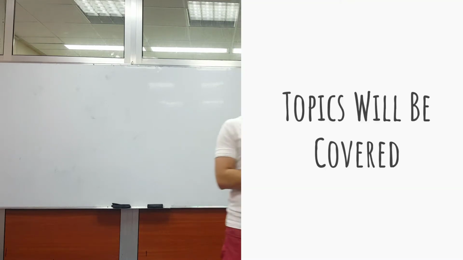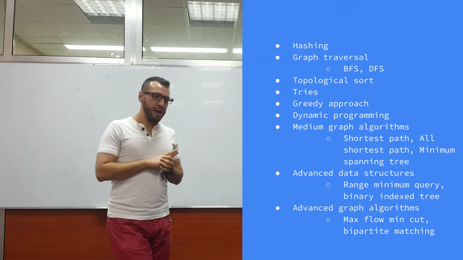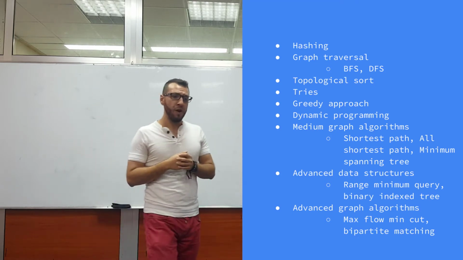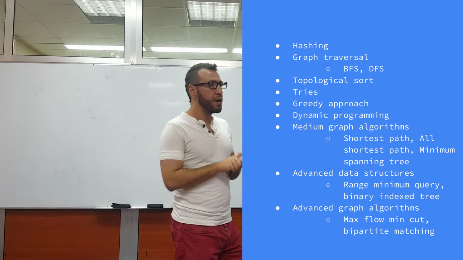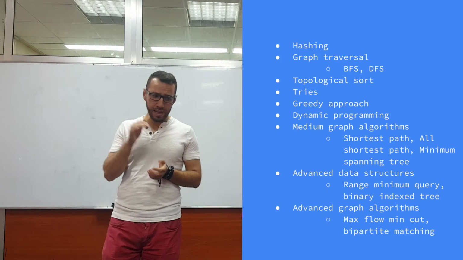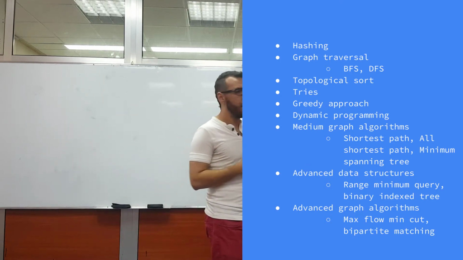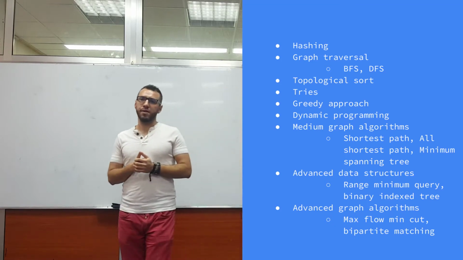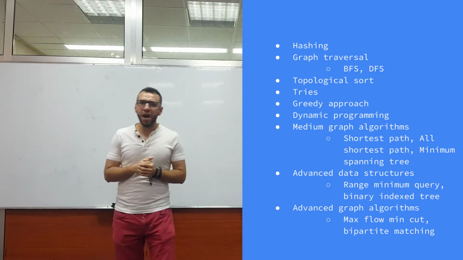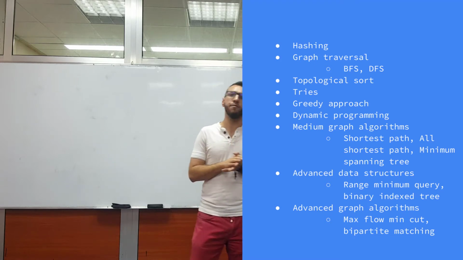And the topics that we are going to cover in the second half of the program, starting with hashing. And then we will take a look at graph traversal algorithms, breadth first search and depth first search. And then we will go over topological sort, tries, greedy approach, and dynamic programming. And finally, before the interviews, we will also cover medium level graph algorithms, shortest path, all shortest path, and minimum spanning tree. So at that point, we will cover, I would say, like 95% of the tools that you're gonna need in any kind of interview environment.